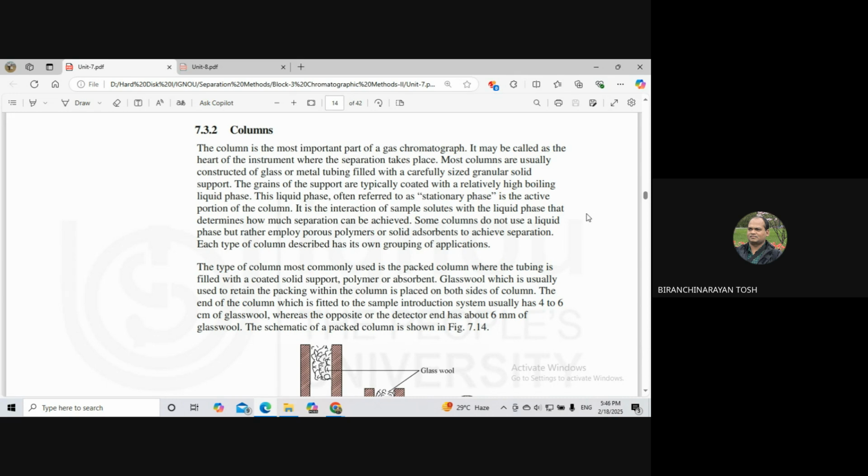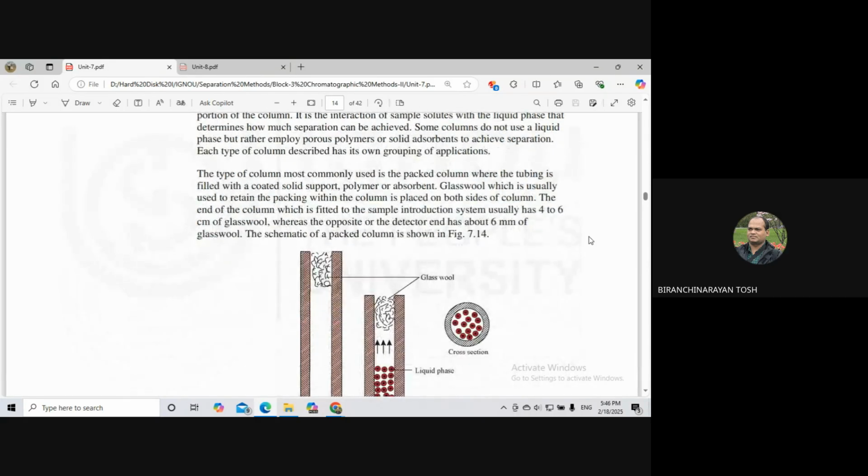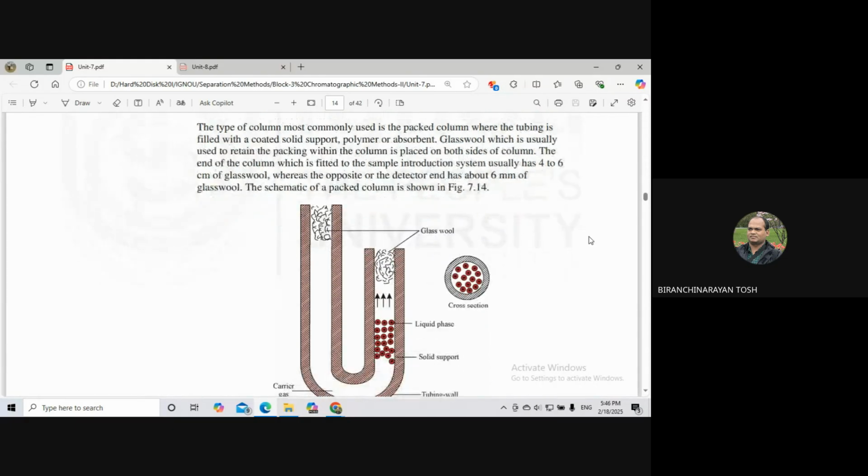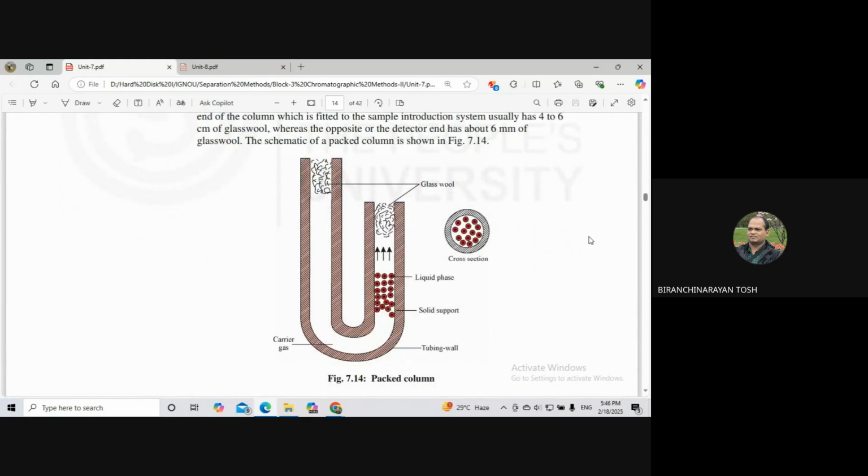It is the interaction of sample solutes with the liquid phase that determines how much separation can be achieved. Some columns do not use a liquid phase but rather employ porous polymers or solid adsorbents to achieve separation. Each type of column has its own grouping of applications. So the column, the packed column.